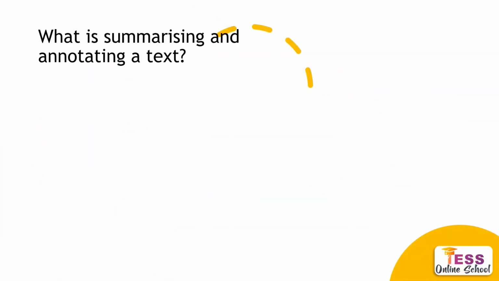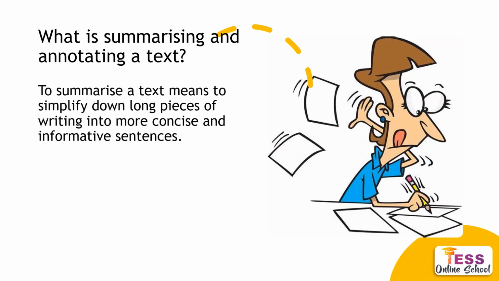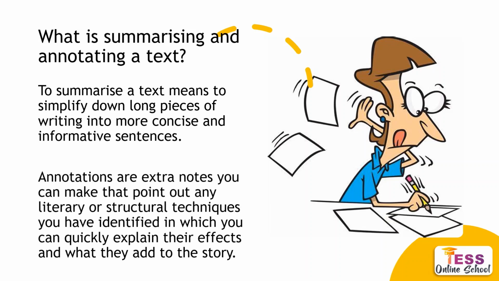Firstly, what is summarizing and annotating text? To summarize a text means to simplify down long pieces of writing into more concise and informative sentences. This is to make it easier when you are skimming through the entire text looking for that crucial piece of information for your answer. Annotations are extra notes you can make that point out any literary or structural techniques which you have identified, in which you can quickly explain their effects and what they add to the story. This helps when you need to analyze and break down questions.